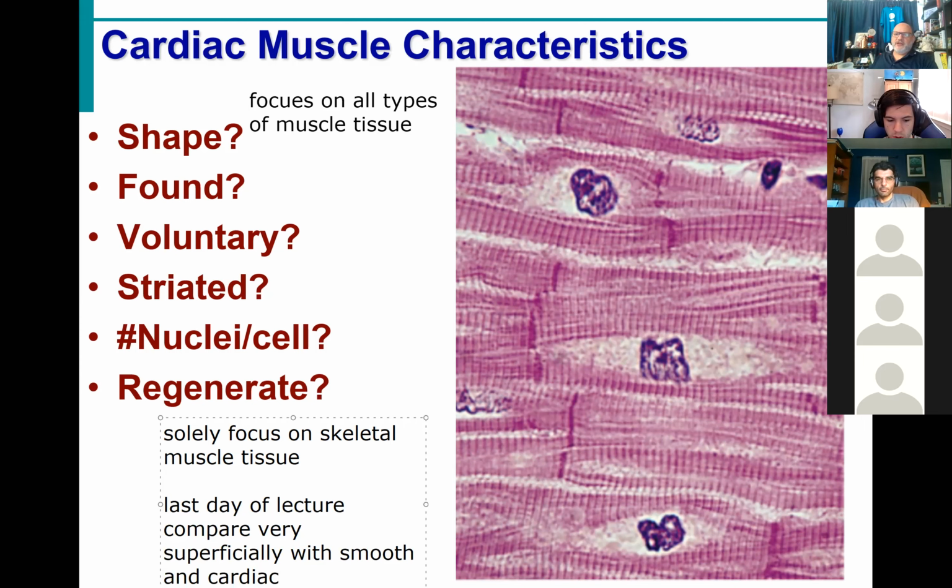We'll get much more into cardiac muscle, much more into smooth muscle in 431, when we talk about things like the digestive system, when we talk about things like the cardiovascular system. So for almost all of the rest of this section, we are going to focus on skeletal muscle tissue. And then on the very last day, we'll take all that we've learned about skeletal muscle tissue and briefly compare it to smooth and cardiac. All right, questions on that?